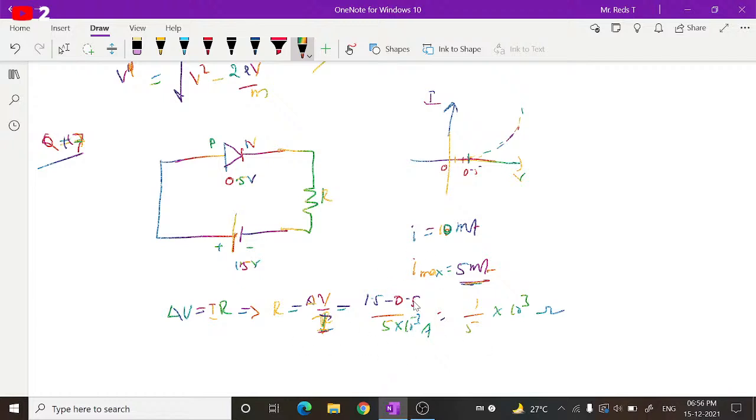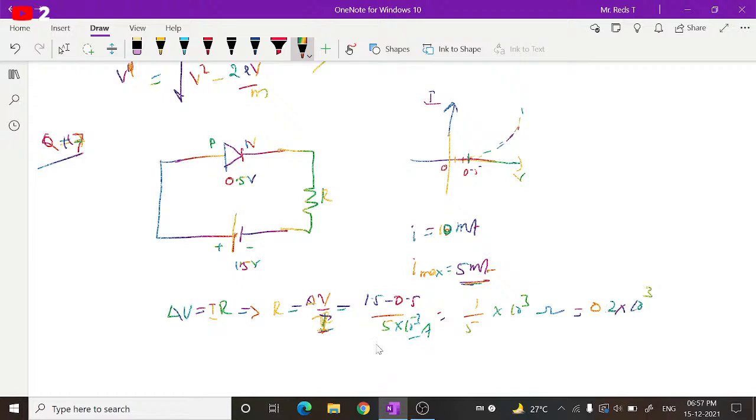To get that, everything else will be in SI units. Delta V, the SI unit, we take as volt, and for current it is ampere, not milliampere. So I have to convert milliampere into ampere. Milli means 10 to the power minus 3. So 10 power minus 3, if you bring it to the numerator, becomes 10 to the power plus 3. So 1.5 minus 0.5 is 1. 1 by 5 into this is 0.2 into 10 to the power 3. Or if you multiply, you get 2 into 10 power 2, and otherwise you can write this differently.